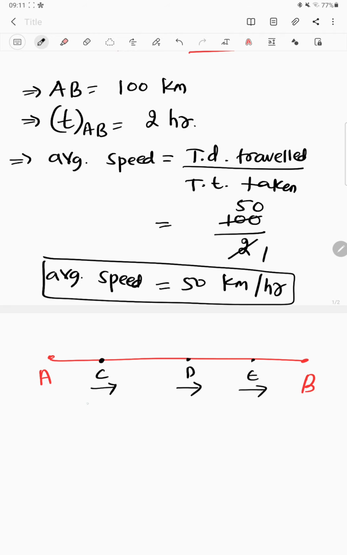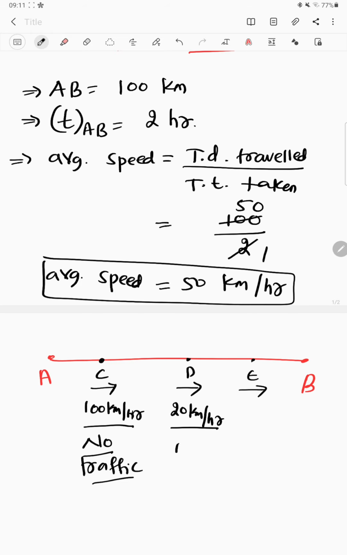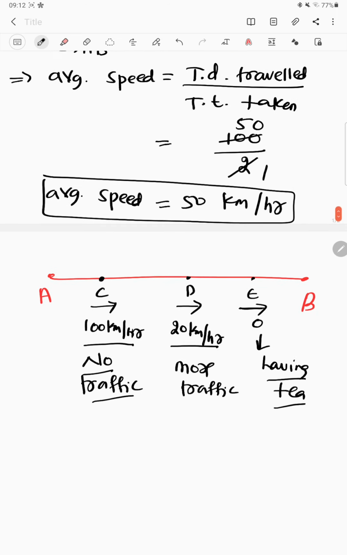Maybe here the speed is 100 kilometer per hour, and here the speed is 20 kilometer per hour. Why is it 100 kilometer per hour? Because there must not be any traffic, so you went with more speed. Why is it 20 here? Maybe because of more traffic, because the road is not good. And here the speed may be 0. Why 0? Because you took a break, you are sitting in a restaurant having your tea, or maybe eating your breakfast. So here the speed is 0, right?